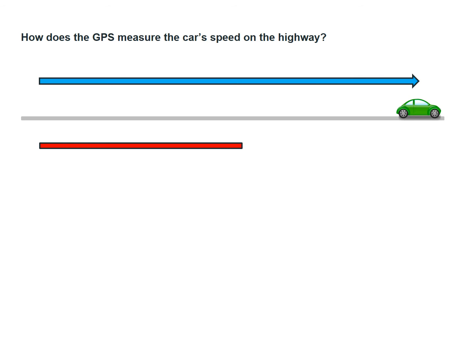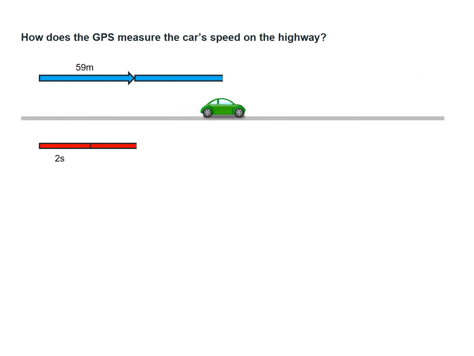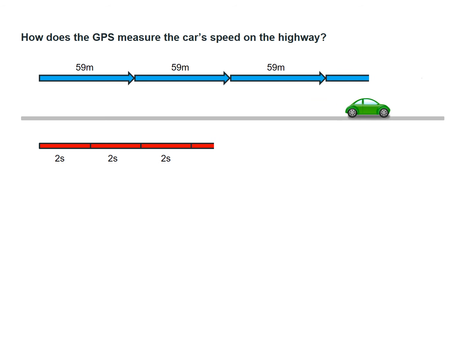In order to compare how the amount of distance traveled and the amount of elapsed time were growing, we can measure each of these quantities. I'll show how the amount of elapsed time increases again and mark off 2-second intervals to measure it. I'll also use arrows to show the amount of distance the car travels in each 2-second time interval. Each time interval has an amount of change in time, in this case 2 seconds. Also, each distance interval has an amount of change in distance, in this case 59 meters.